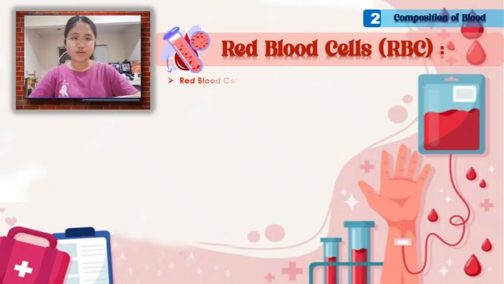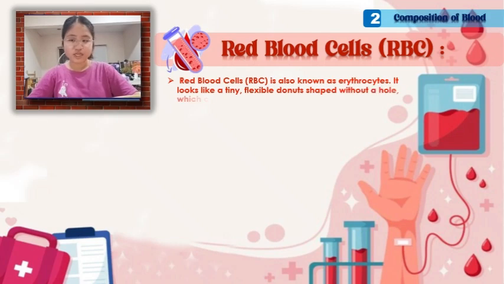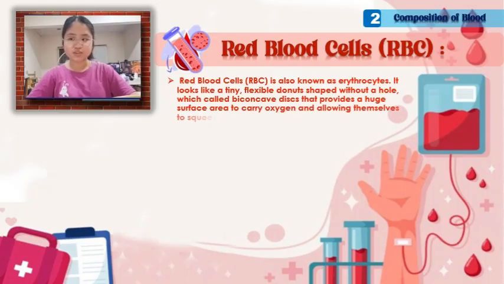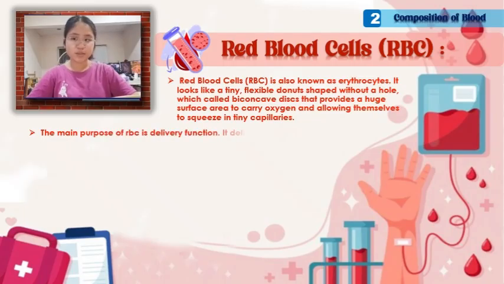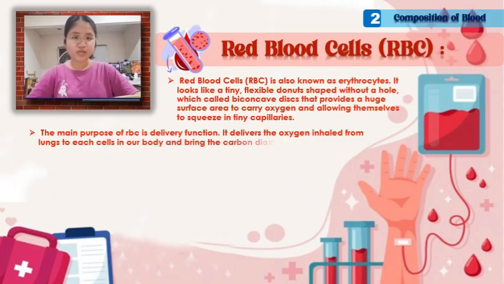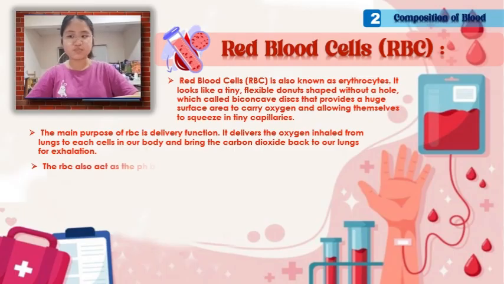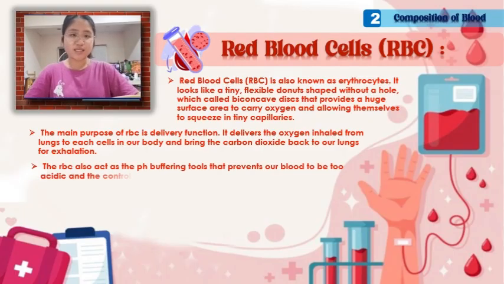Red blood cells. Red blood cells, RBC, are also known as erythrocytes. They look like tiny, flexible donuts without a hole, which are called biconcave discs, that provide a huge surface area to carry oxygen and allow themselves to squeeze into tiny capillaries. The main purpose of RBC is the delivery function. It delivers the oxygen inhaled from the lungs to each cell in our body and brings the carbon dioxide back to our lungs for exhalation. The RBC also acts as a buffering tool that prevents our blood from becoming too acidic.